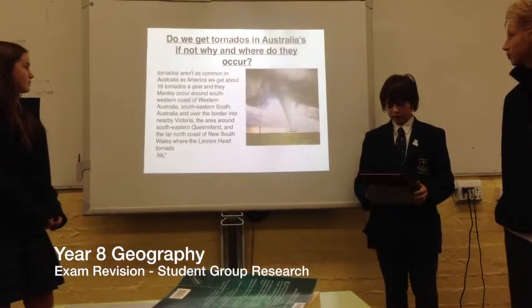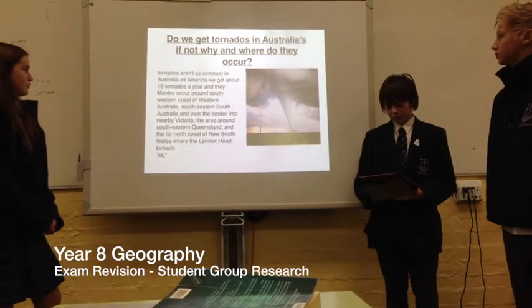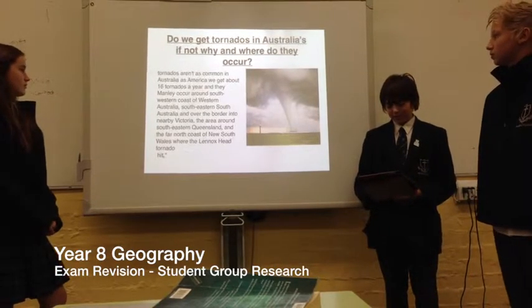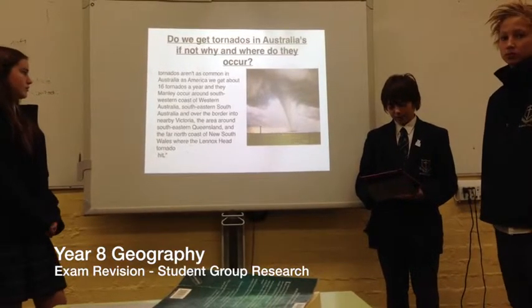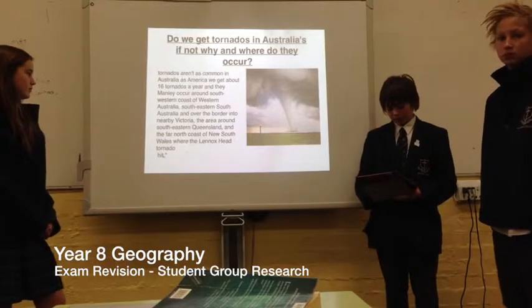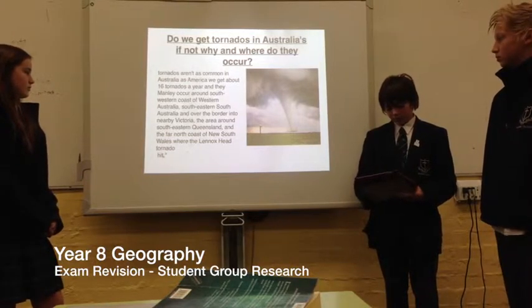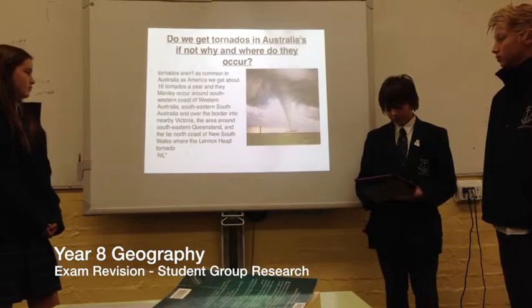Do we get tornadoes in Australia? If not, why everywhere in America? Tornadoes aren't as common in Australia as in America. We get about 16 tornadoes a year, and they mainly occur around the southeast coast of Western Australia, southeast and South Australia, and California to nearby Victoria.